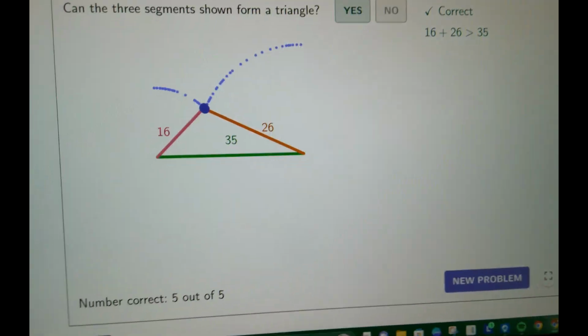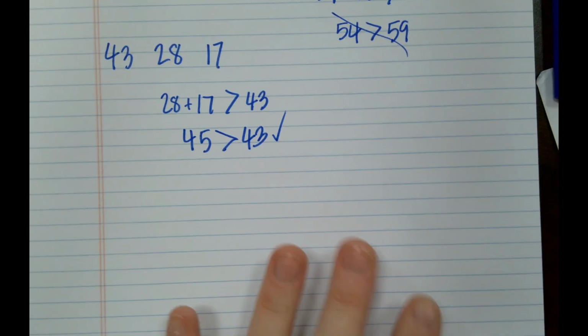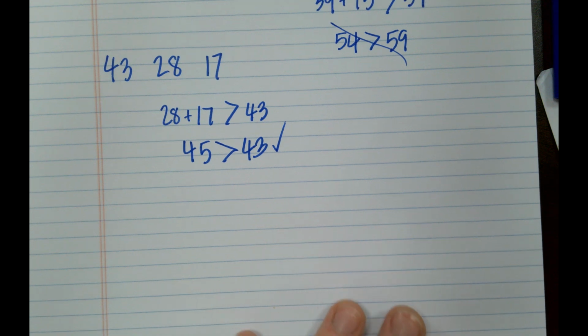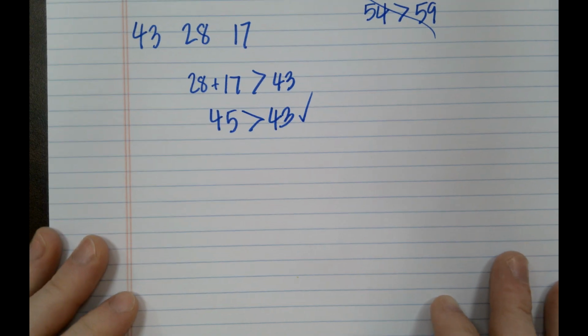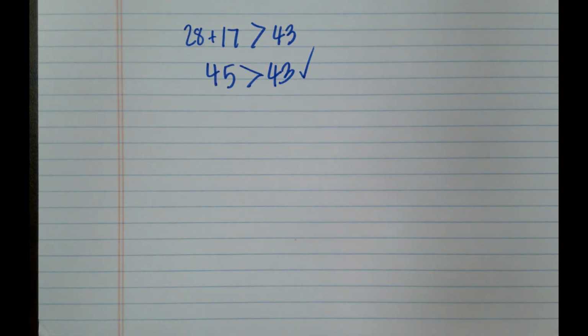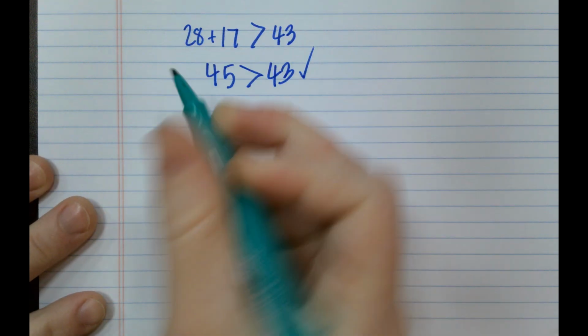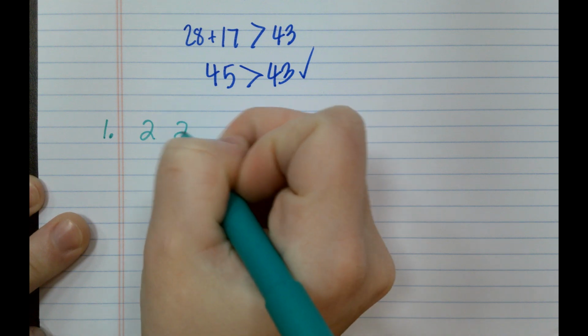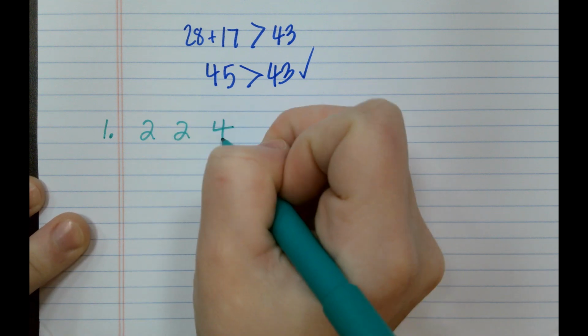Okay, so now we have done that. Let's do a little bit of practice without the visualizer. So I'm going to give you a couple of sets of numbers that I want you to try and solve on your own. Tell me if they're triangles or not. Okay, so what if I give you some smaller sides? So here's a question. What if I give you side lengths 2, 2, and 4?